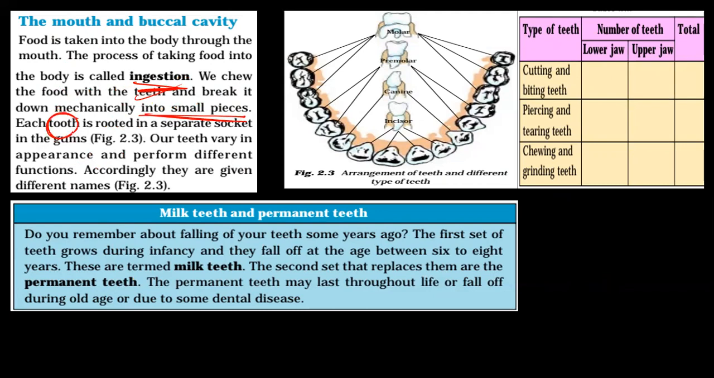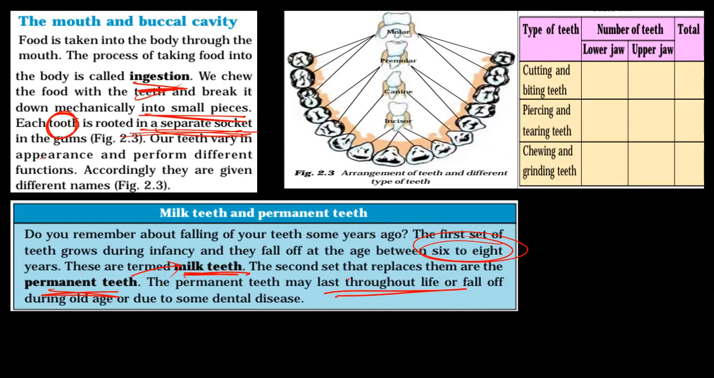Now each tooth is rooted in a separate socket, and this is known as heterodontic dentition, which you will learn in your higher classes. Our teeth vary in appearance and perform different functions, so they are given different names. Before going to this, we have milk teeth from between age 6 to 8, and permanent teeth replace these milk teeth and last throughout our life.